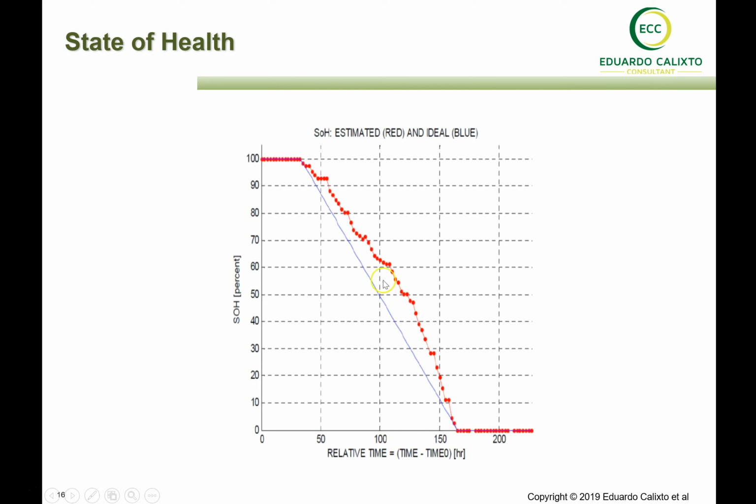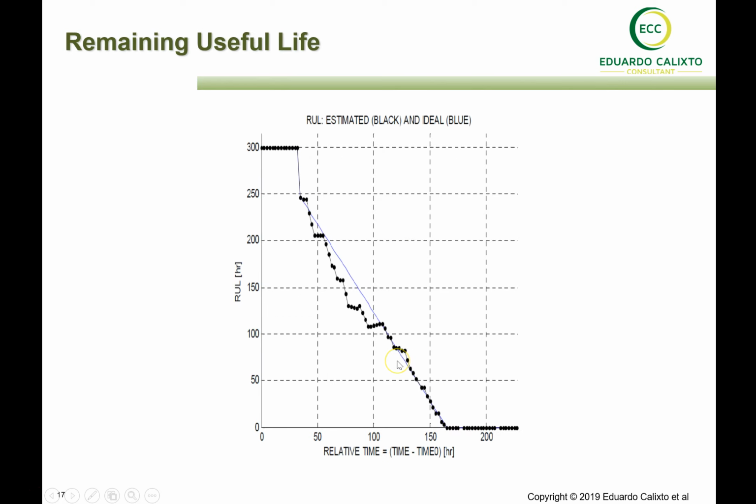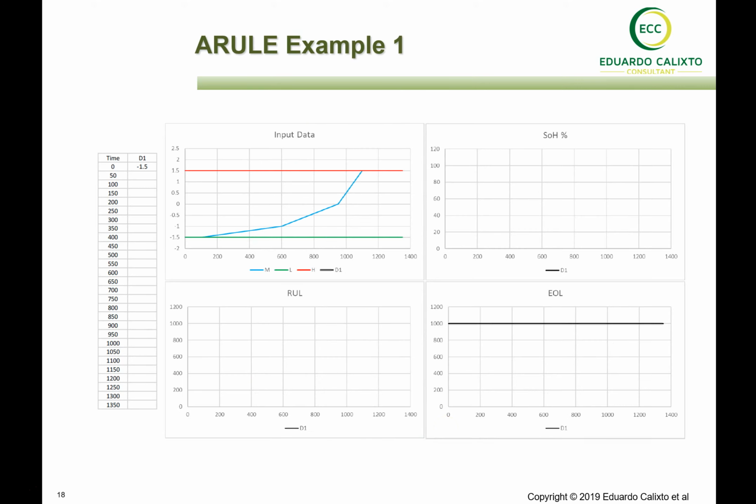So here we have an estimate curve that's based on the points in red, and the initial one in blue is what we have. Remaining useful life is the same. We have different points and the lifetime that we have in the end. Of course, we have the blue line, the ideal one. Then you can see the adjusted one in black that shows the remaining useful life in the end. So let's take a look at an example to understand how this RUL solution works.